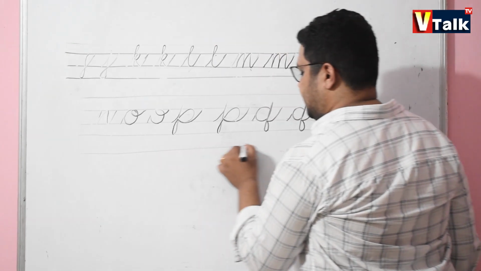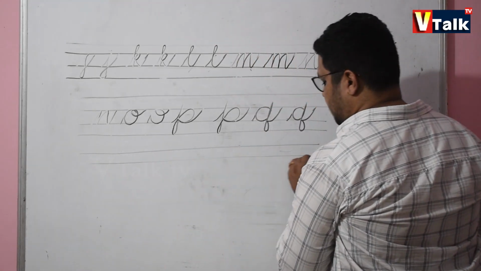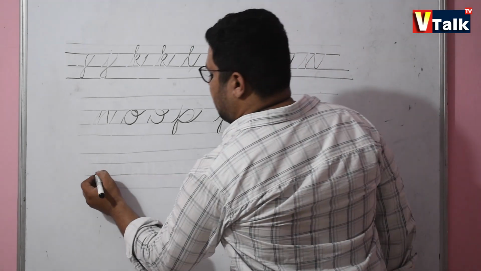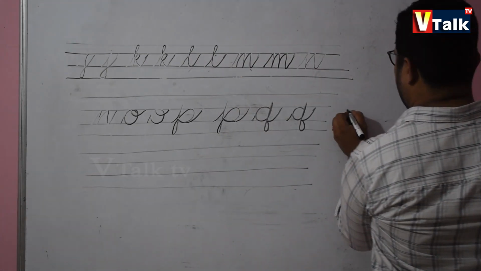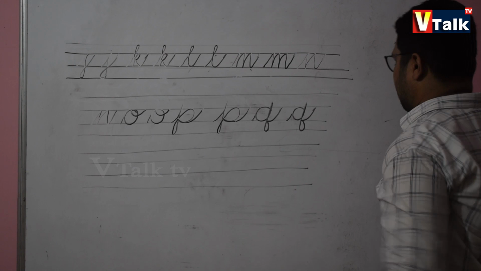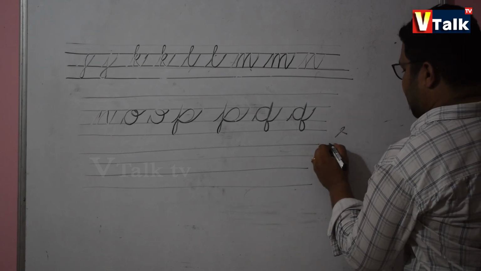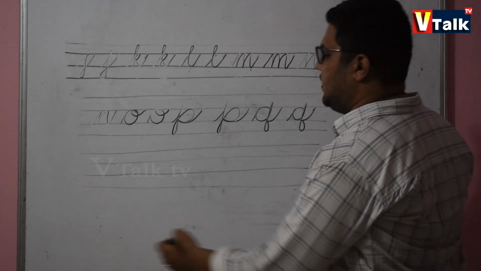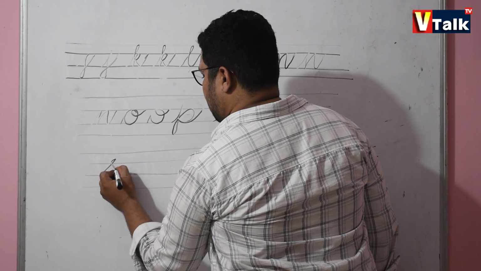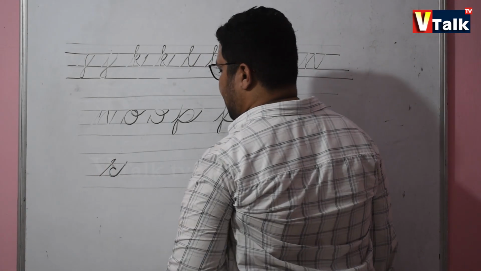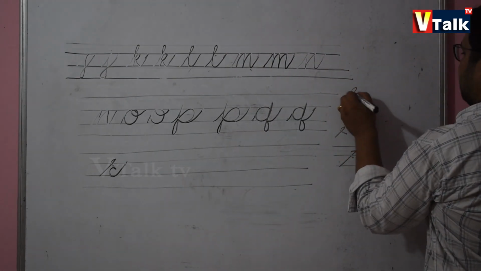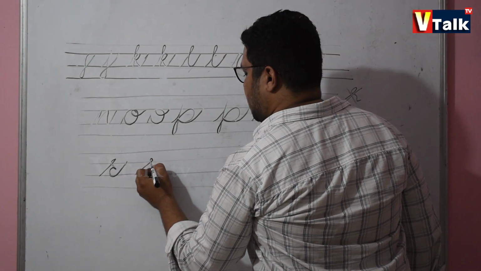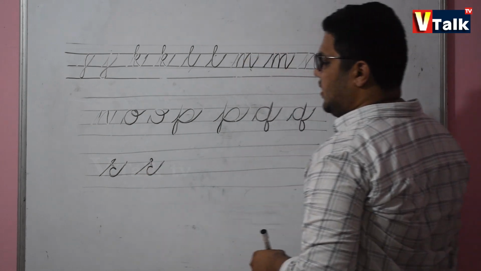Next, R. So the curve which you practiced earlier in the class, like this. So we will use that curve, and a curvature, and it should end here. Many of you are writing R like this. This is wrong. A curvature and a small node, and it should end here.